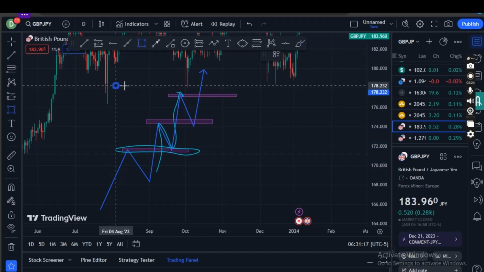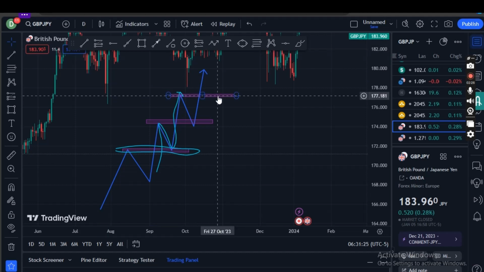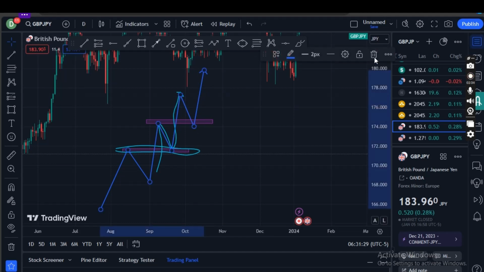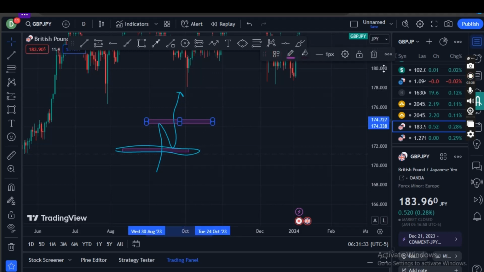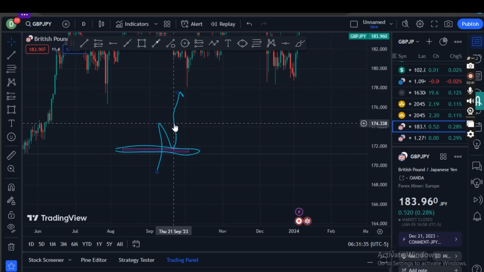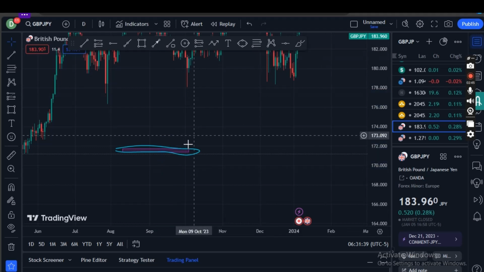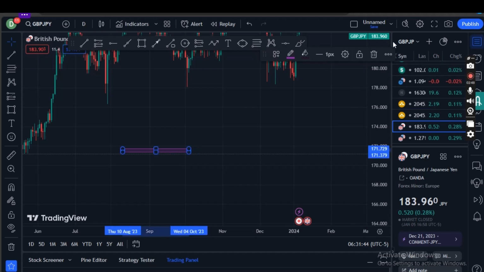So without further ado, let's continue with today's analysis. Let me delete this. Instead, we are looking at GBPJPY. It's one of the best pairs that I trade, and it has good volatility, so it's easy to make a good amount of money within a short period of time.